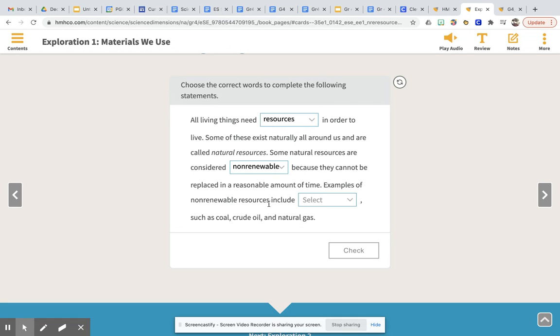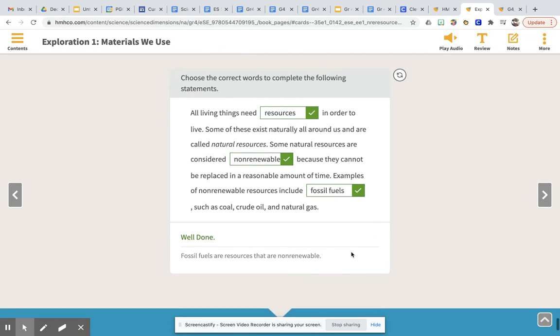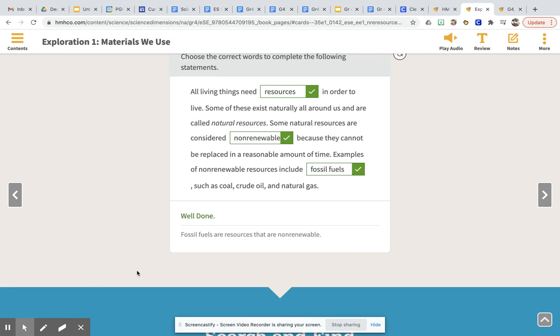Examples of non-renewable resources include blank, such as coal, crude oil, and natural gas. We didn't include uranium here. So we know that these are called what, guys? That's right, fossil fuels. Great job. All right, let's move on into the next part of our lesson.